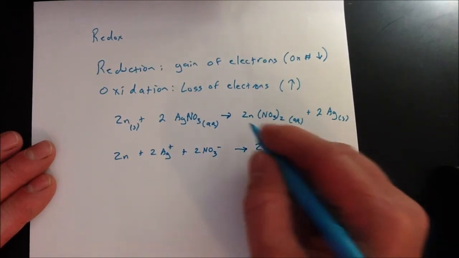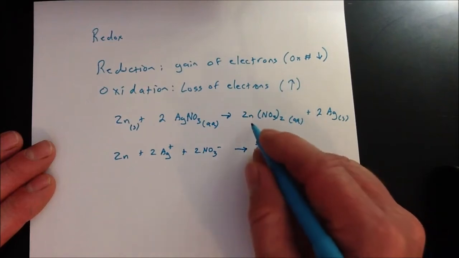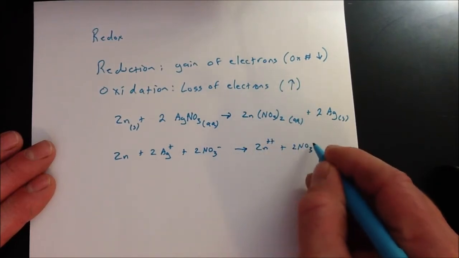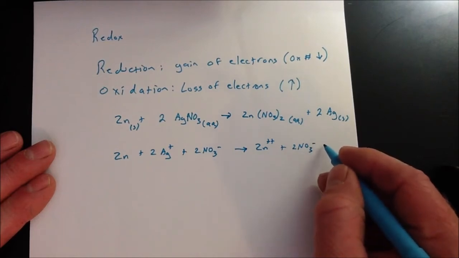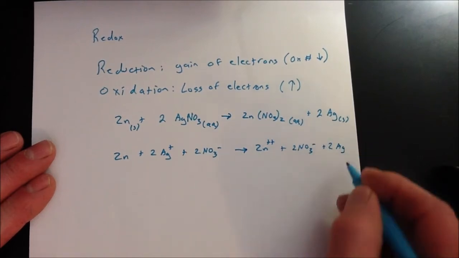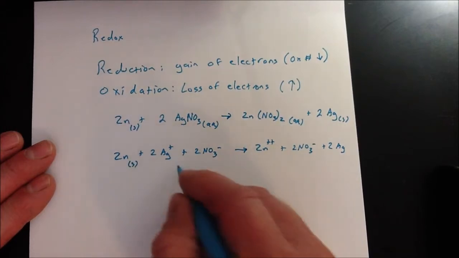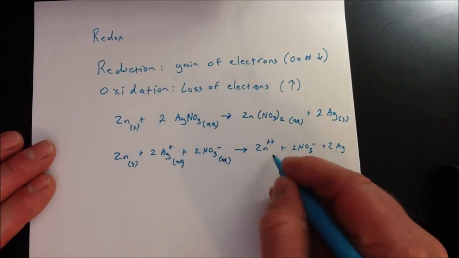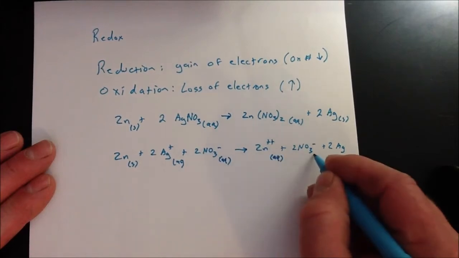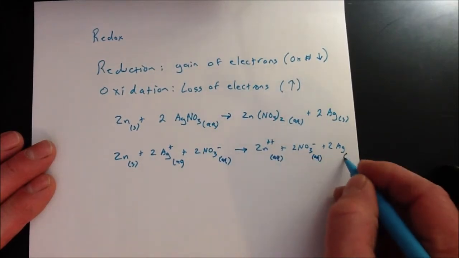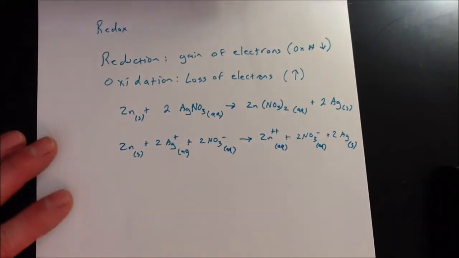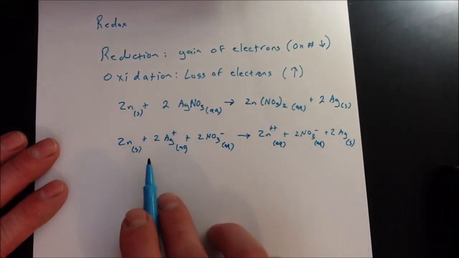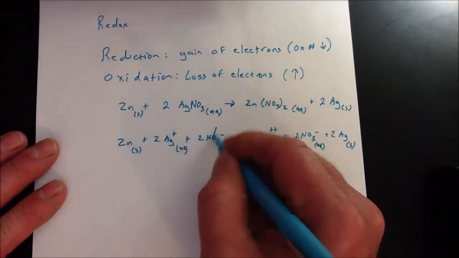We're kind of undoing what we do when we put these together to make these ionic compounds, plus 2 NO3- (aq), plus 2 Ag solids. So I've got zinc solid, aqueous silver ions, aqueous nitrate ions, zinc ions, nitrate ions, and solid silver. So that's a full ionic equation, but to do a net ionic equation, we're going to cancel what's called a spectator ion, an ion that's unchanged from one side to the other.